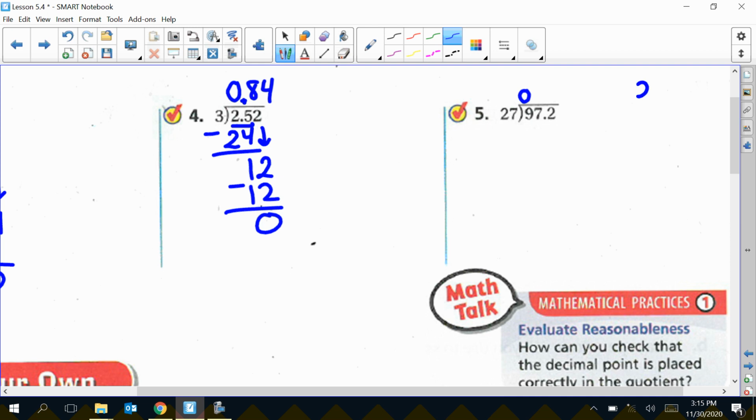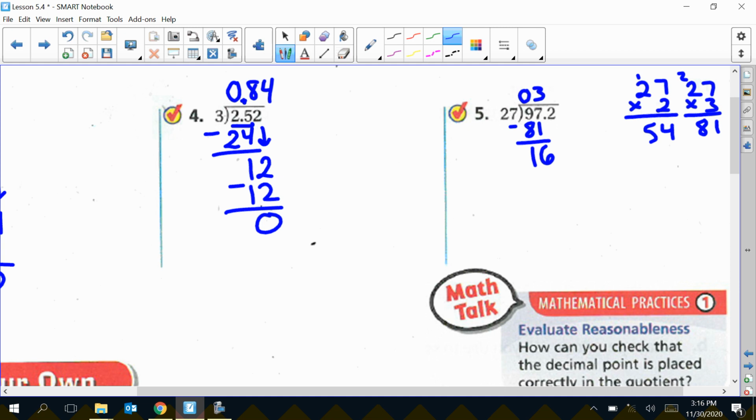Off to the side, I should be doing 27 times 2. 2 times 7 is 14. 2 times 2 would be 4, plus 1 is 5. So 54. I can get closer to 97 than 54 here. So 27 times 3. That's going to give me 81. That's as close to 97 as I'm going to get. So I'm going to use 3 here. 27 times 3 is 81. And then I subtract. I get 16. 7 minus 1 is 6. And 9 minus 8 would be 1.